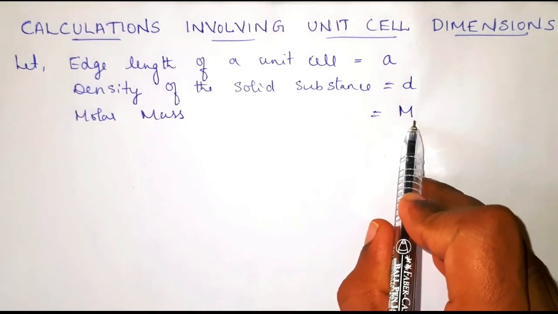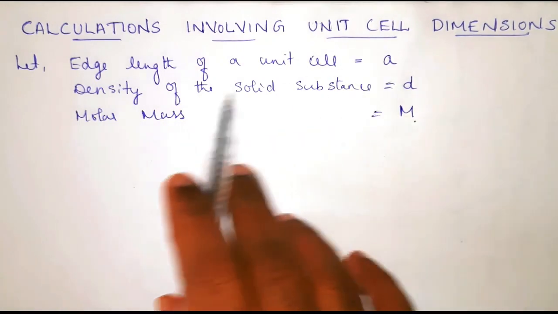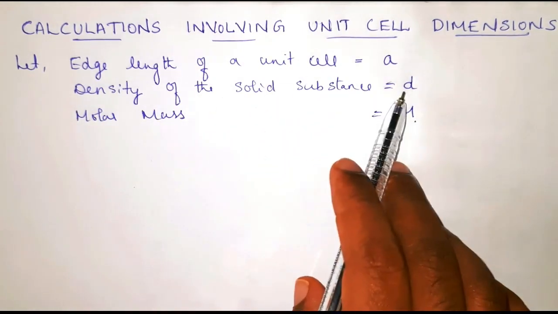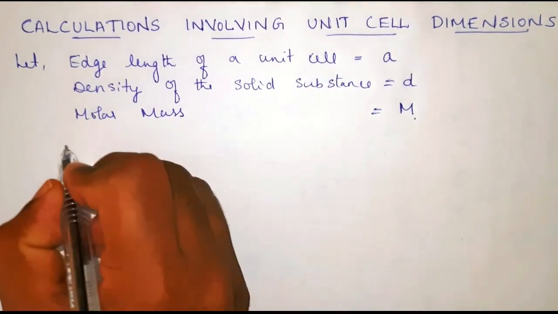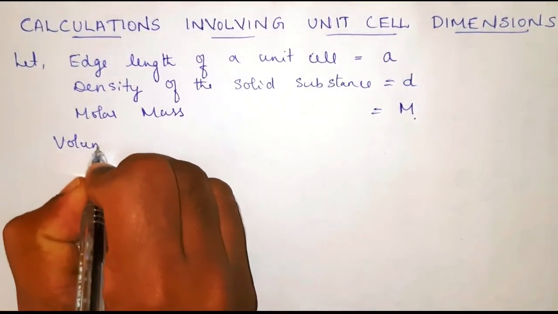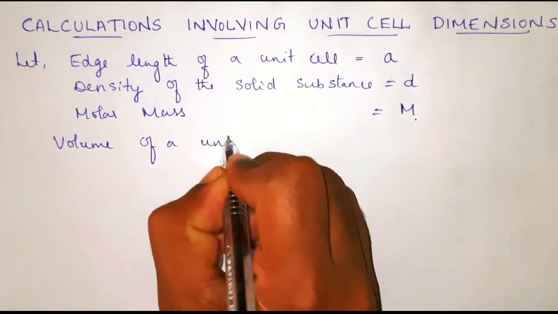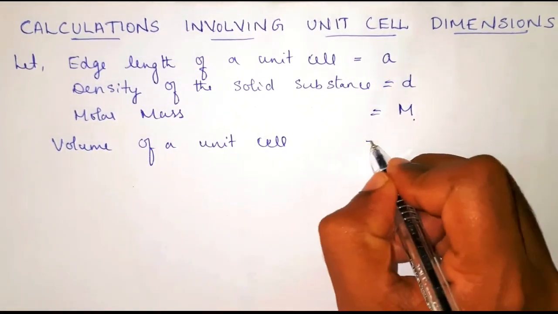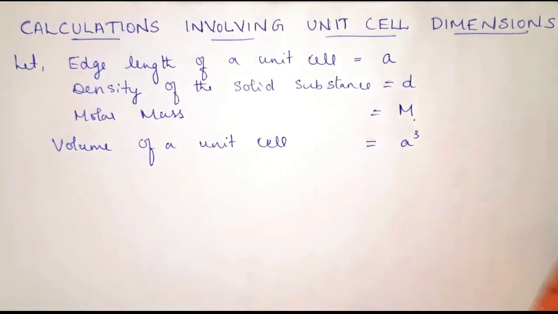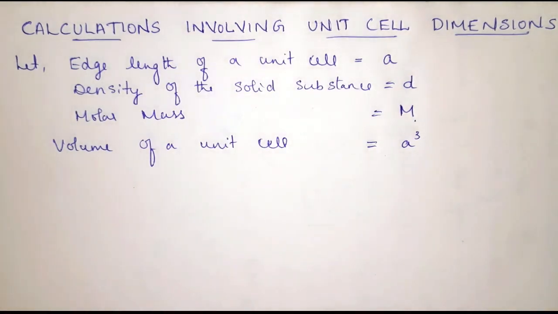So these three you have to remember: edge length of the unit cell, A; density of the solid substance, d; and molar mass, M. You know how to find the volume of a unit cell, isn't it? If the edge length is A, then the volume is A cube. So the volume of the unit cell is A cube.